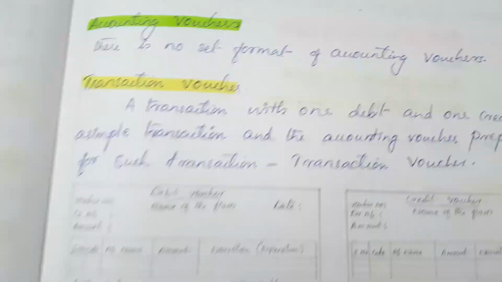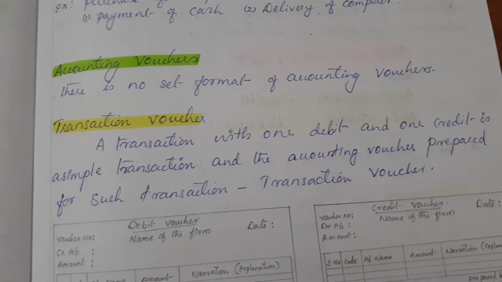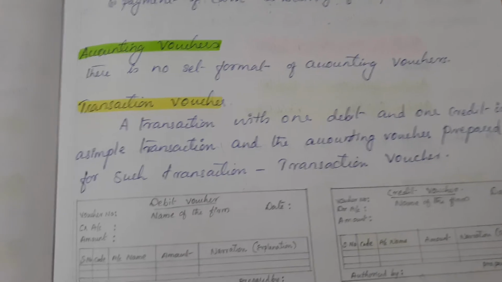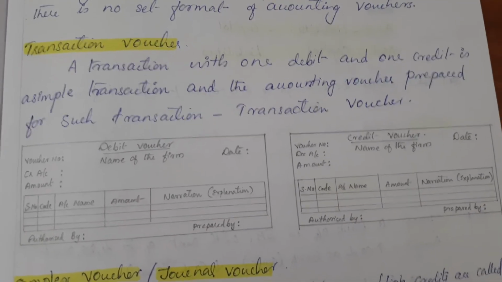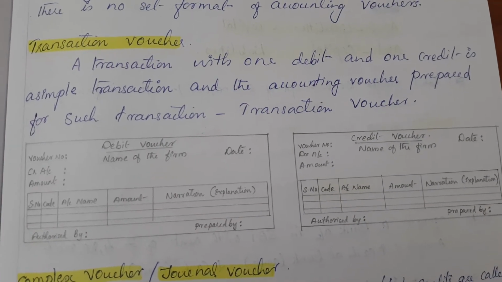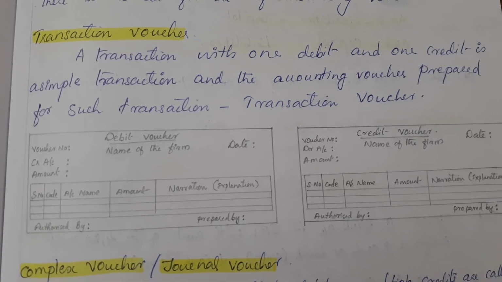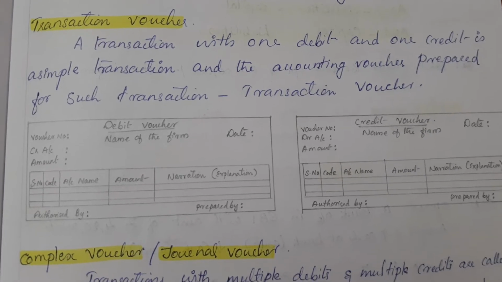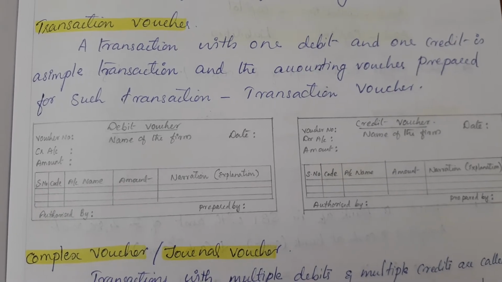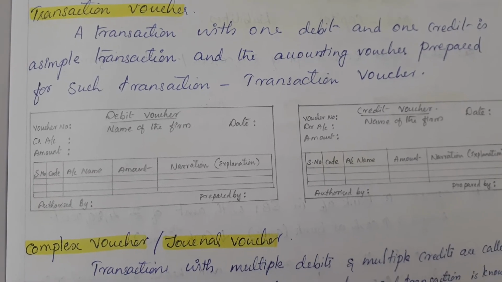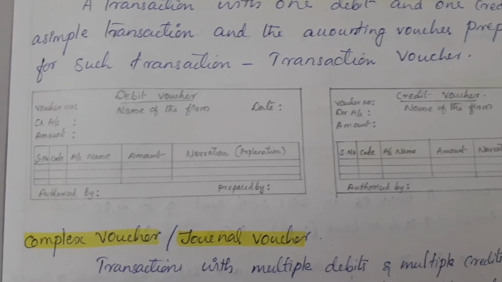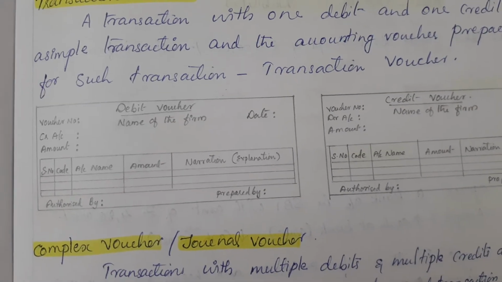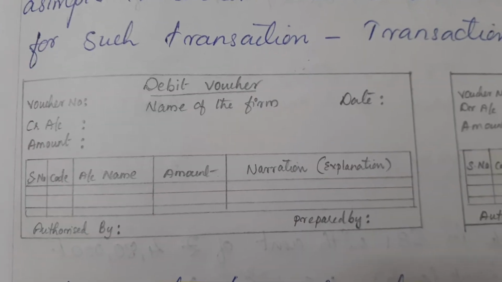Now, what are accounting vouchers? There is no set format for an accounting voucher. A transaction voucher with one debit and one credit is a simple transaction, and the accounting voucher prepared for such a transaction is called a transaction voucher. Now this is the format. This is a debit voucher.